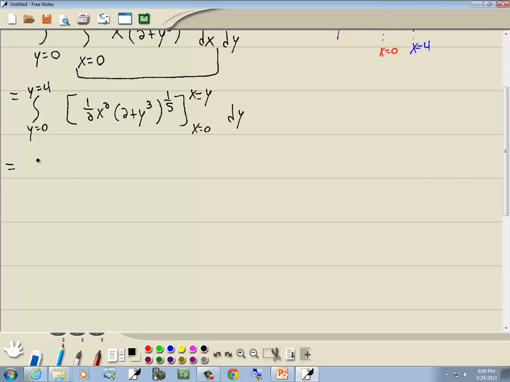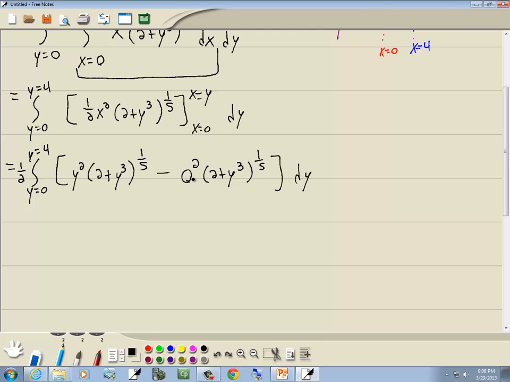Okay. So y is equal to 0, y is equal to 4. Now we'll plug these in for our x. The 1/2, actually I guess I can put out in front. So put the 1/2 there. So put the y in for the x. So we're going to have y squared, and then the 2 plus y to the third to the 1/5 power just carries down, minus, and I'll put 0 in for the x. So we've got 0 squared times 2 plus y to the third to the 1/5.